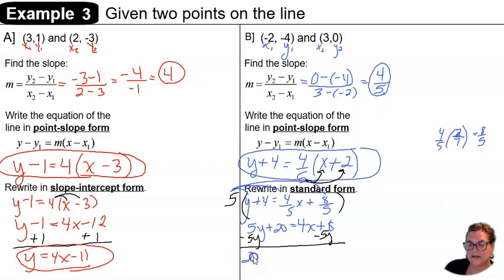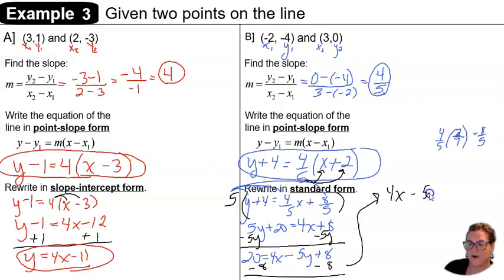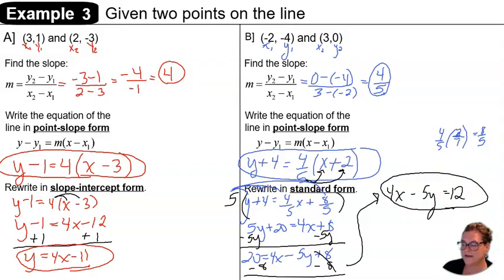Now I've got 20 is equal to 4x minus 5y plus 8. And we're very close to standard form now. We just need to move this constant to the other side. And now we have our 4x minus 5y equal to 20 minus 8, which is 12. And there is my standard form.